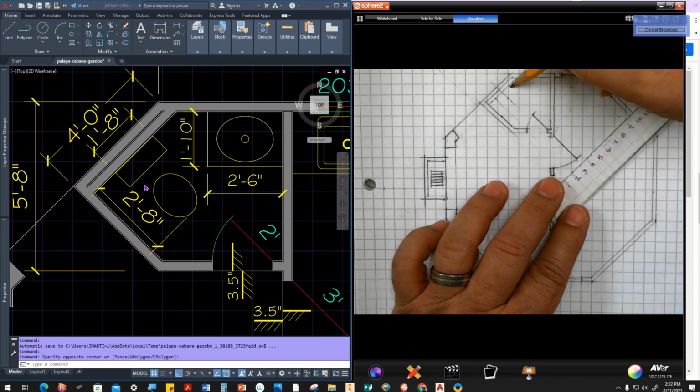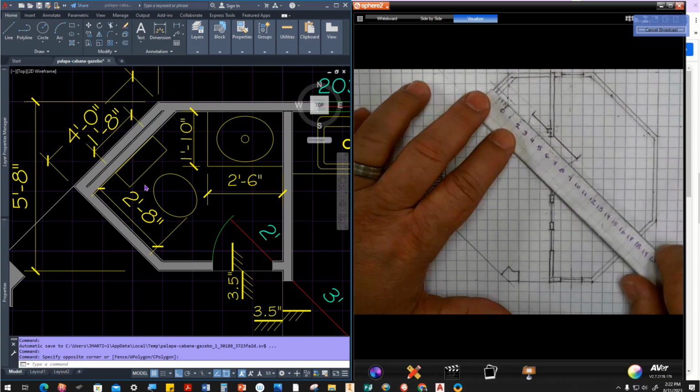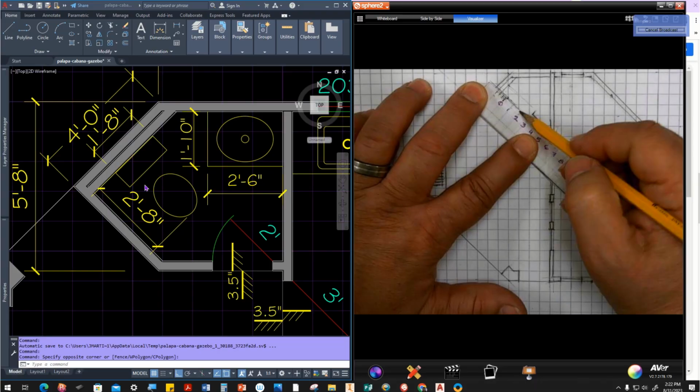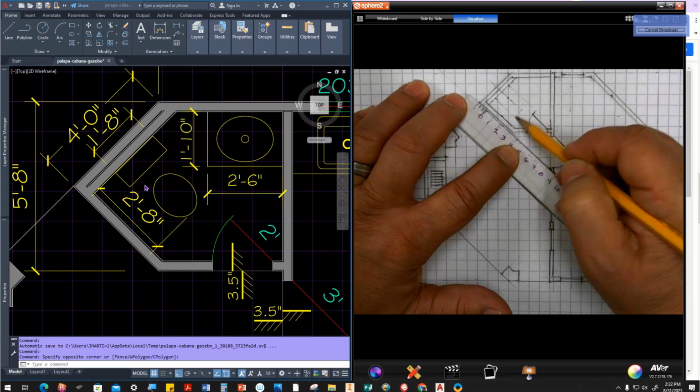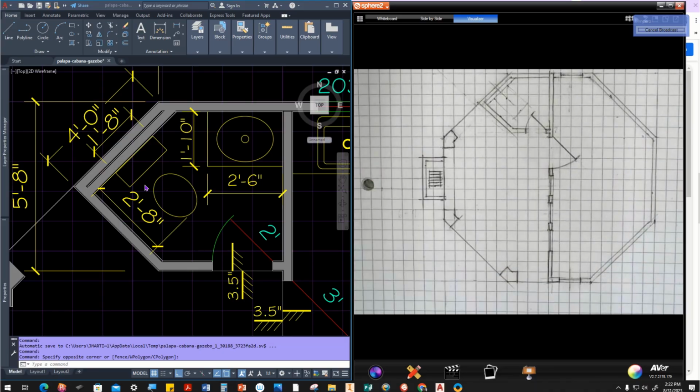Okay, I'm going to extend those two lines like so, so that I can locate 2 feet 4, 2 feet 8, and we're going to accommodate our toilet within that rectangle. Okay, 2 feet 8 by 1 foot 8.